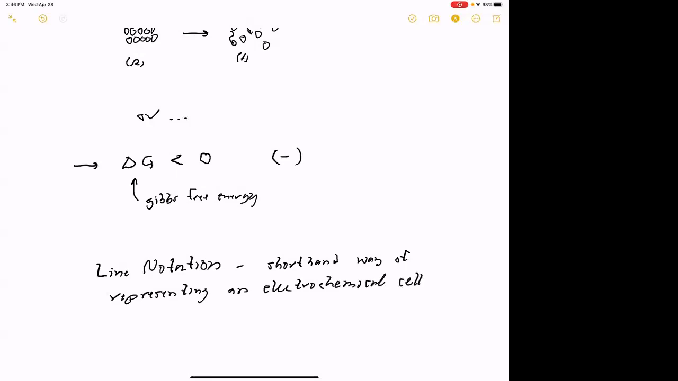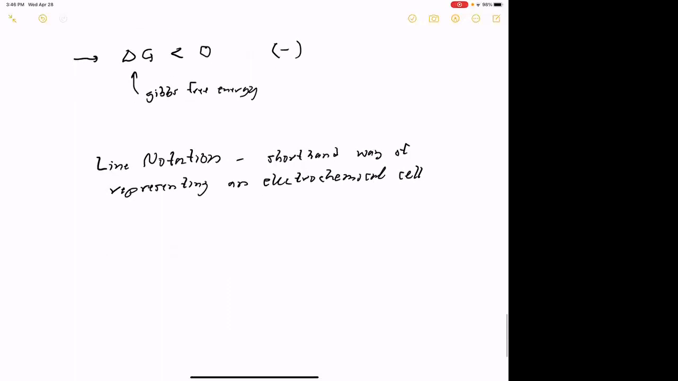All right. So there's a couple of symbols that we need to define before we do it. We tend to use slashes and double slashes. Now a slash here represents a phase boundary. So that's exactly what it suggests. It's a boundary or an interface between 2 phases.